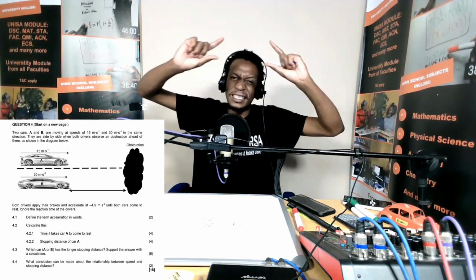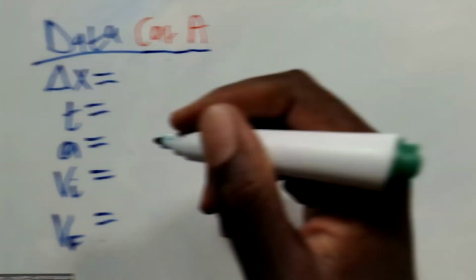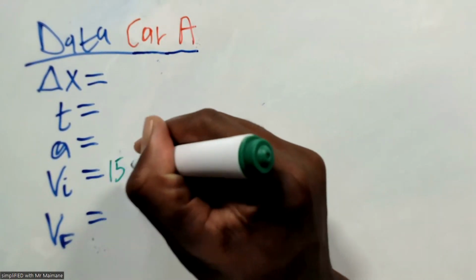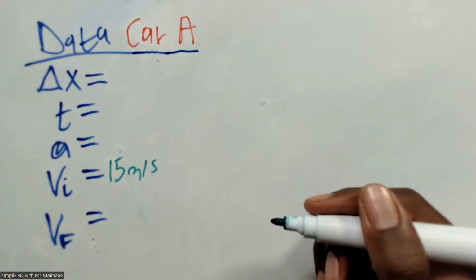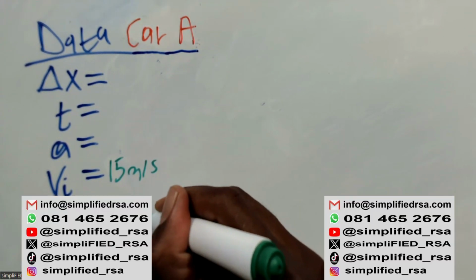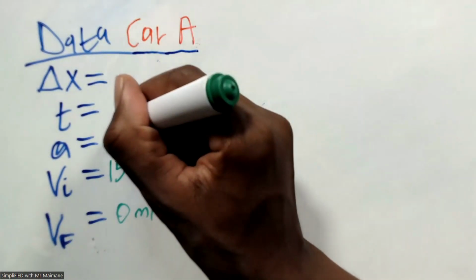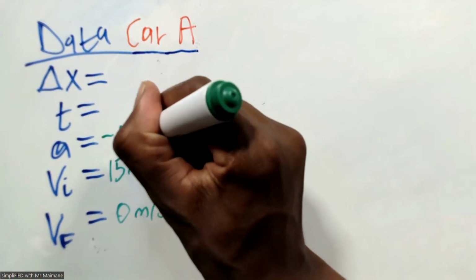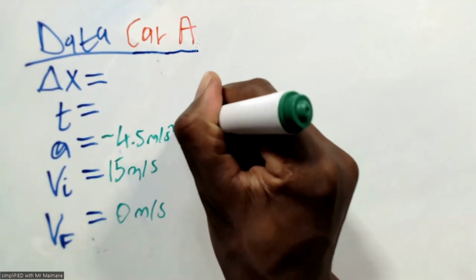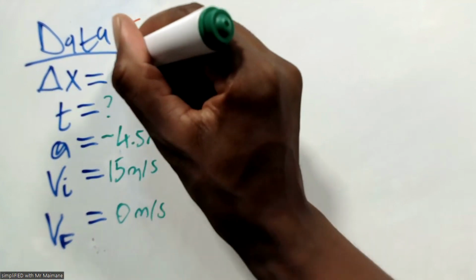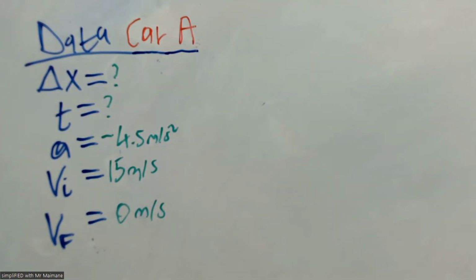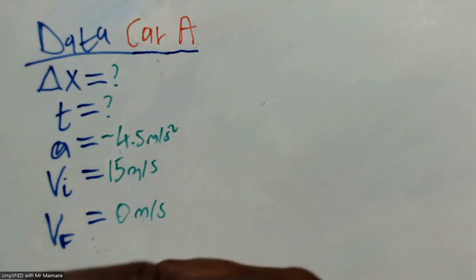Then 4.2.2, they want us also to calculate the distance covered by car A. So now we're looking at the information for car A only. What do we have on car A? According to the information given, for car A, we are given the initial velocity of 15 meters per second. We know that it comes to rest and stops at 0 meters per second. And then we are given the acceleration, which is when they apply the brake, so it's decelerating: 4.5 meters per second squared. They want us to calculate the time, and we also don't know the distance covered at that moment.